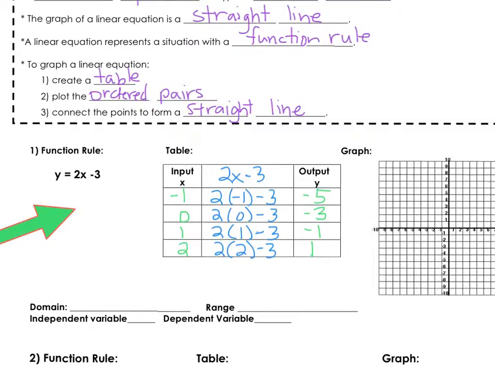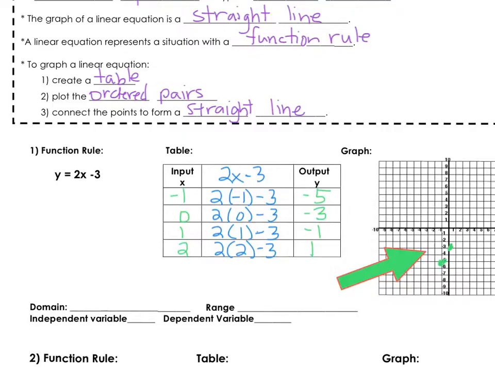And so now that I have my ordered pairs, I'm going to go ahead and come over to the graph, and I'm going to use the ordered pairs, my input and my output, to graph a line on my coordinate plane. So my first ordered pair is negative 1, negative 5. So I'll count over to negative 1 and down to negative 5 and plot my point. My next ordered pair is 0, negative 3. So I'll go over none and down to negative 3 and plot my point.